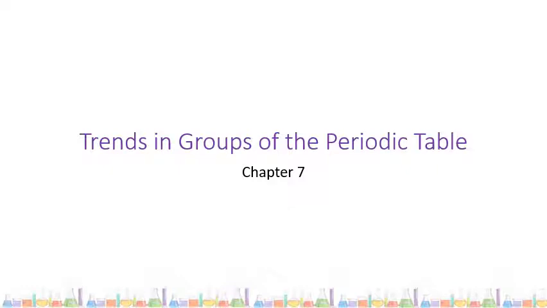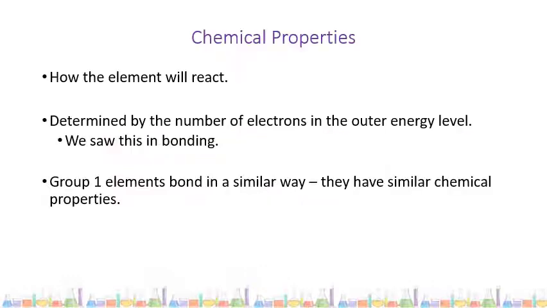In this video, we're going to look at the trends in specific groups of the periodic table. We're going to be looking at the chemical properties, or how the elements in a specific group will react. This is largely determined by the number of electrons in the outer energy level. We saw this in bonding.